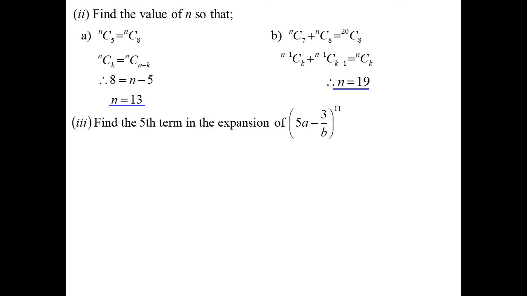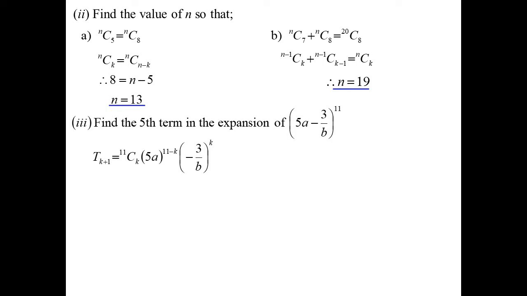Find the fifth term in the expansion. So the fifth term, term k + 1, will be 11Ck, (5a) to the power of 11 minus k, (minus 3 on b) to the power of k. So that's our general formula for the binomial expansion. We want to find term 5. Notice I said term k + 1. And that's because the first term, the binomial coefficient, would have been 11C0. So 1 less. So if I say term k + 1, it just makes life a little bit easier for me for working out the question.